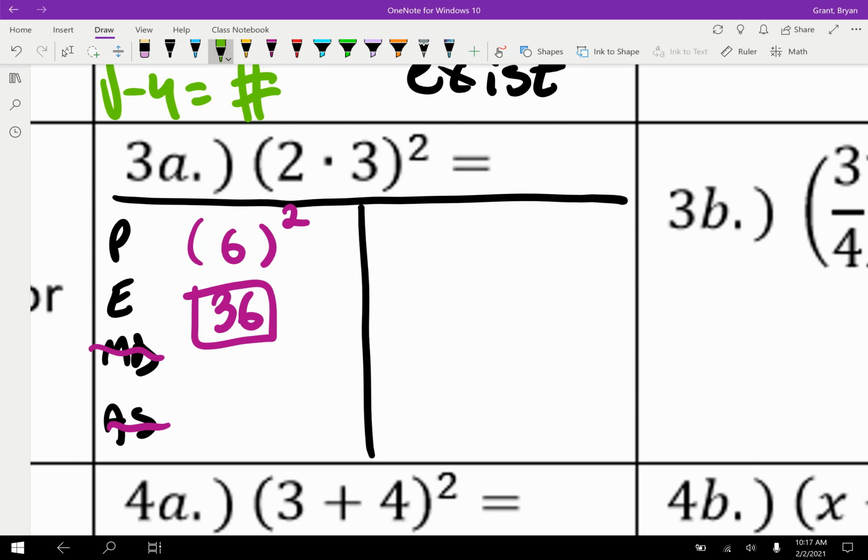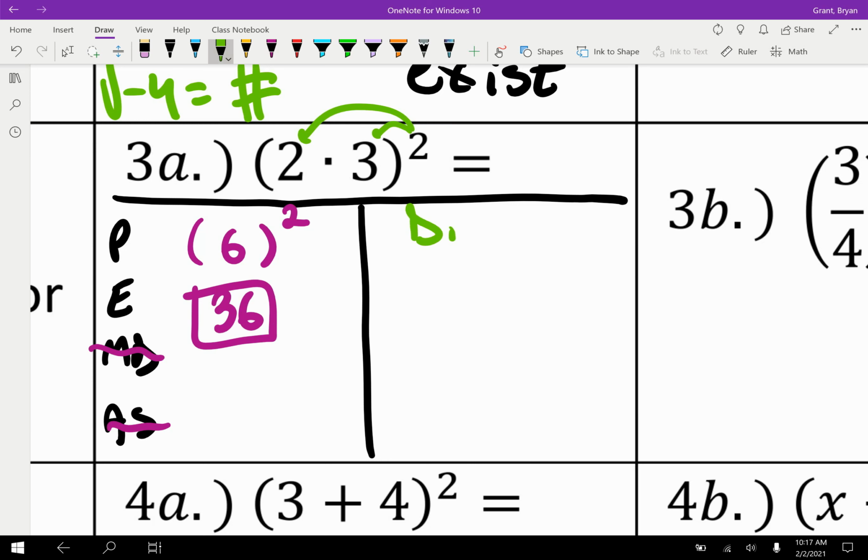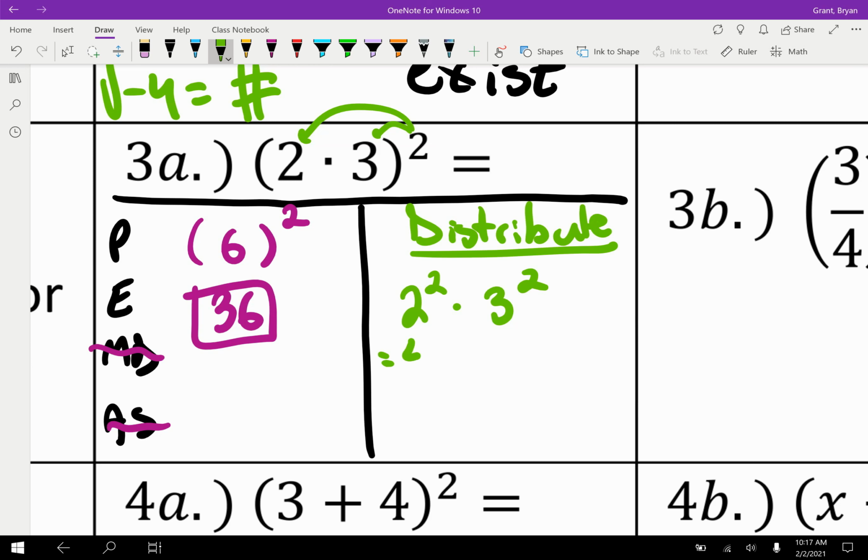However, let's see if our shortcut works. Our shortcut works by seeing if we can distribute. Not PEMDAS, this is a shortcut. I'm going to actually write distribute over here just to see how things are looking. Okay, and it becomes 2 squared times 3 squared. I distributed the exponent. Now we can simplify. 4 times 9, and 4 times 9 is 36.